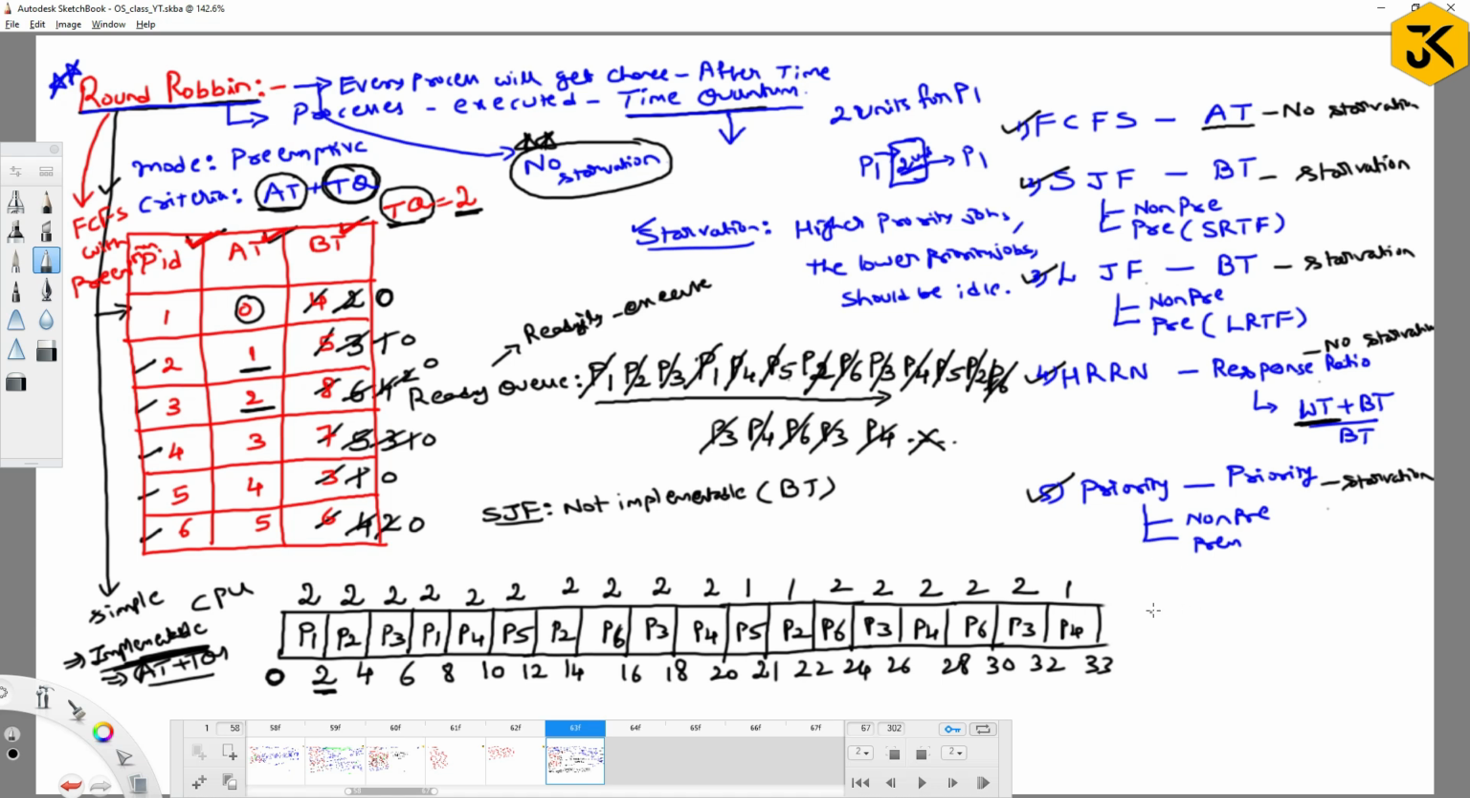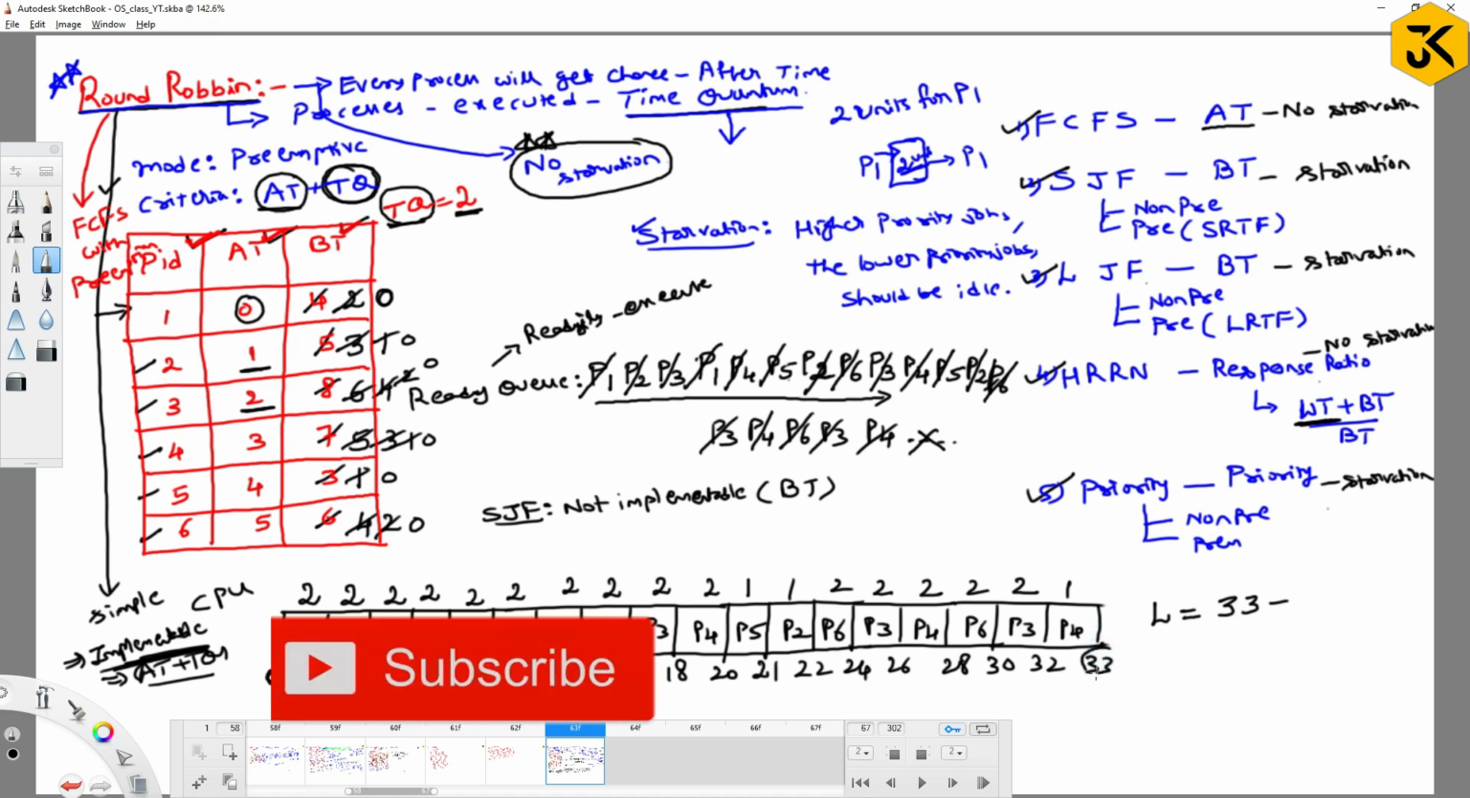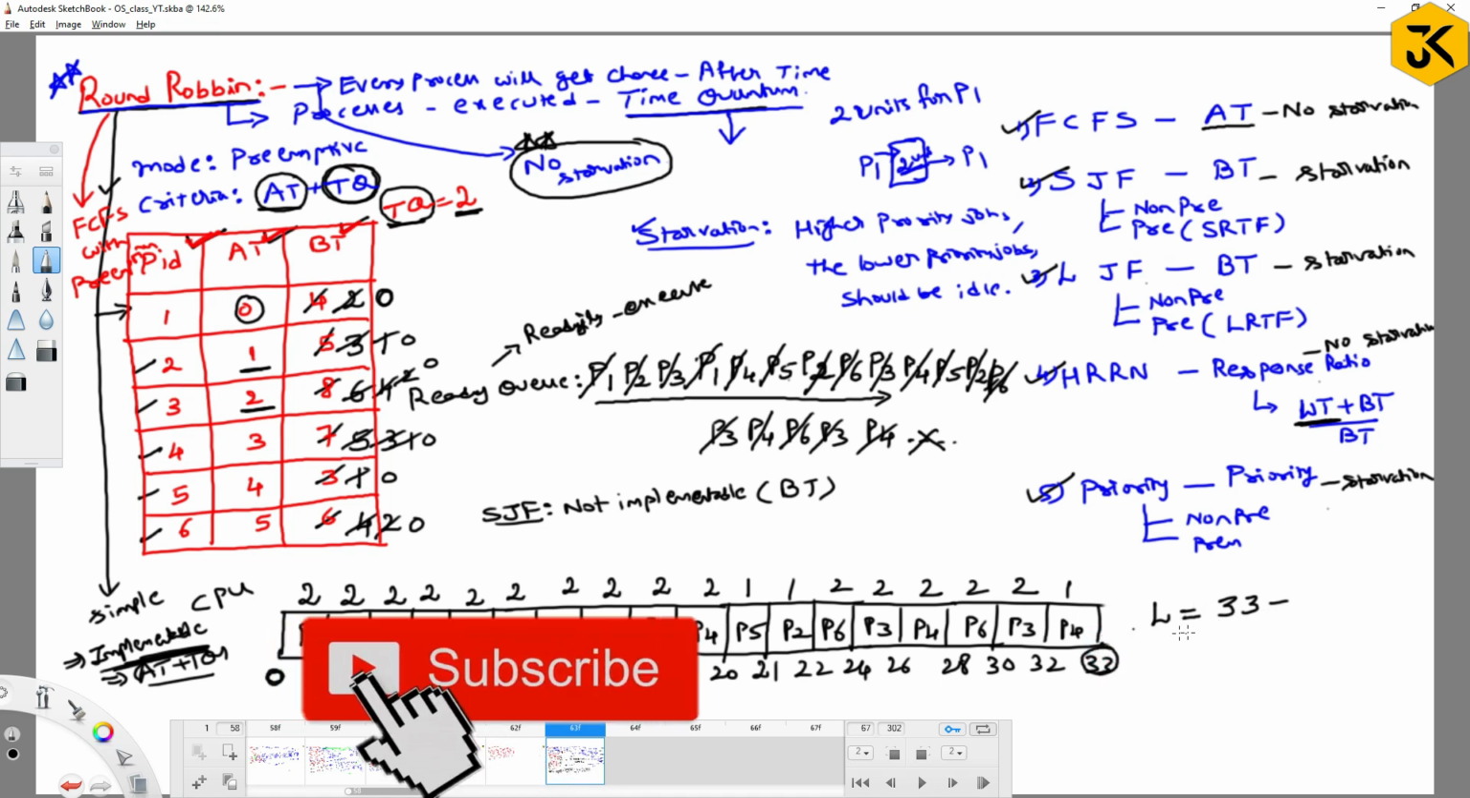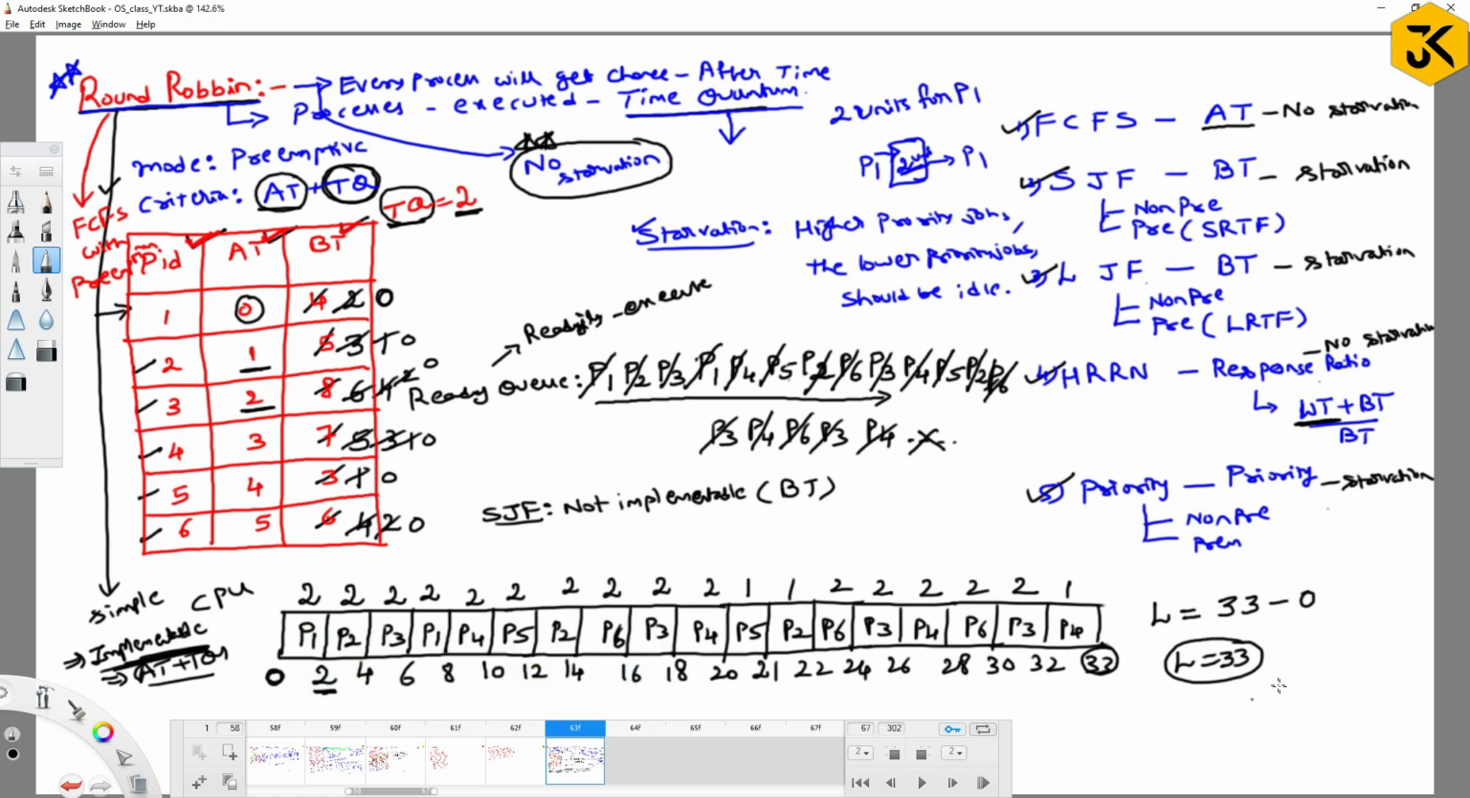Now what is the scheduling length? L is equal to the maximum completion time of all processes minus the minimum arrival time of all processes. That is 33 minus the minimum arrival time 0. So L will be 33, right? Like that you can go through various kinds of factors which I have covered in the earlier videos. Once you have drawn the Gantt chart, you can clearly answer any kind of question. Hope you understood this video clearly.